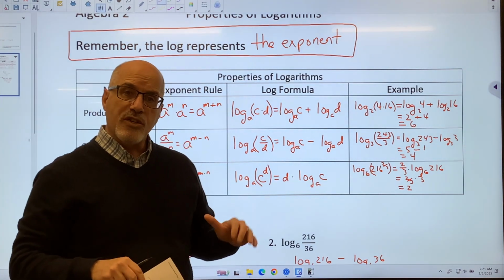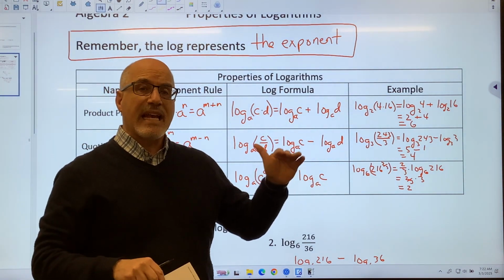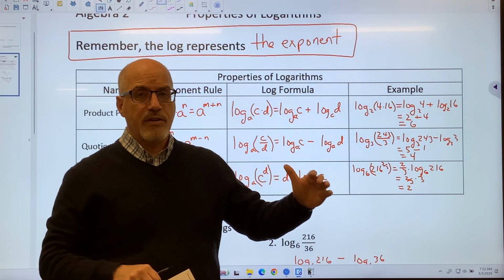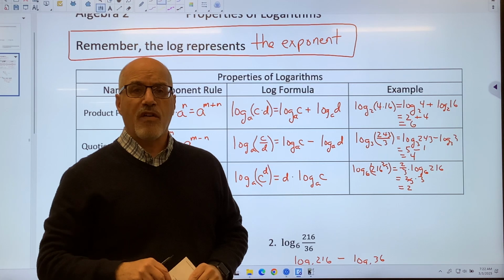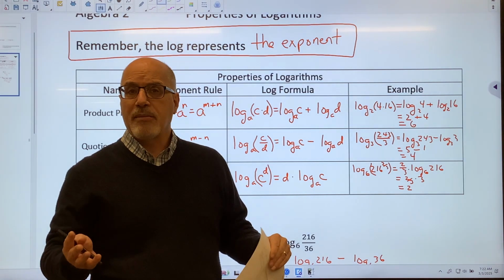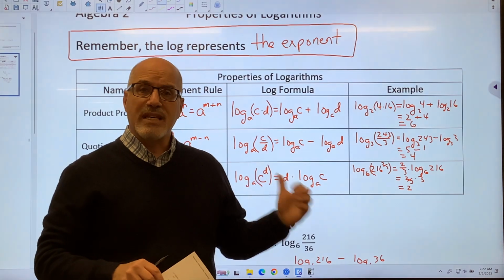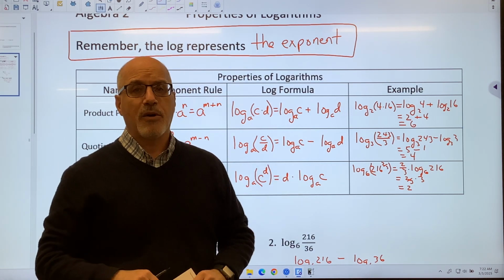So make the connection between the rules of exponents that we've been using up to this point and the new log properties, and practice those so you get used to them. And then in the near future, we're going to use those to solve problems that we haven't been able to solve up to this point, either an exponential or a log, because we now have these properties to help us solve them.